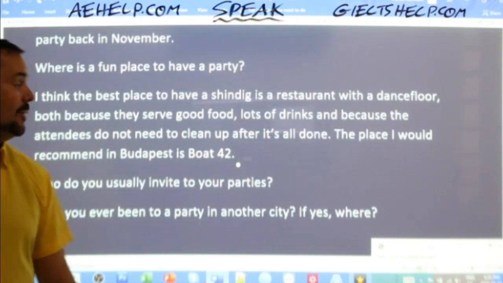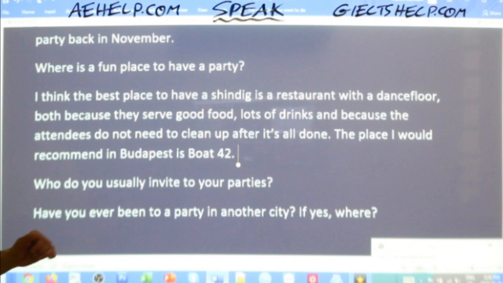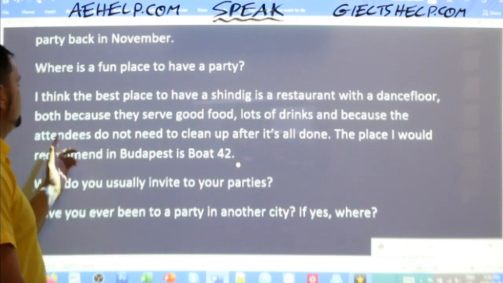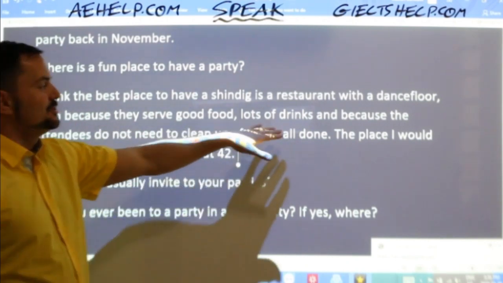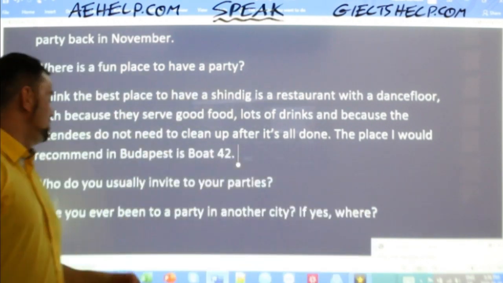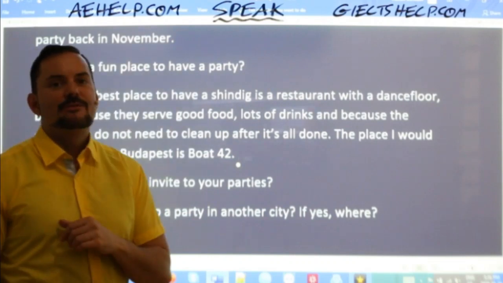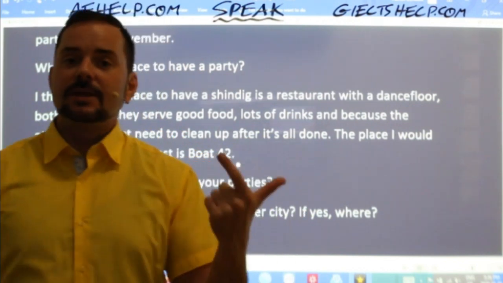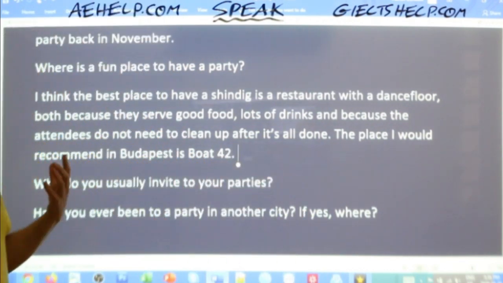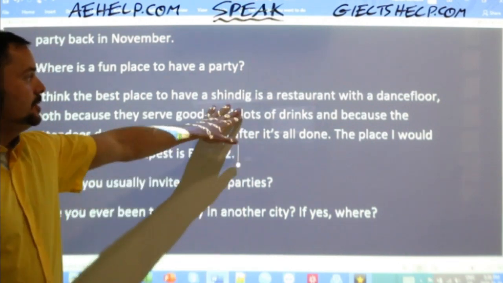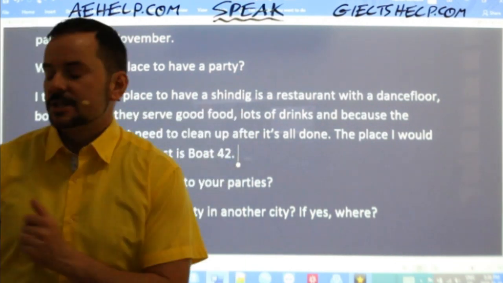So here we go. Where is a fun place to have a party? I think the best place to have a shindig is a restaurant with a dance floor, both because they serve good food, lots of drinks, and because the attendees do not need to clean up after it's all done. The place I would recommend in Budapest is Boat 42. All right. So again, answer, explain, example. Thank you for the suggestion of the correlative conjunction, right? So not only, but also. Be very visual. Try to paraphrase. So shindig, use different words as much as possible.